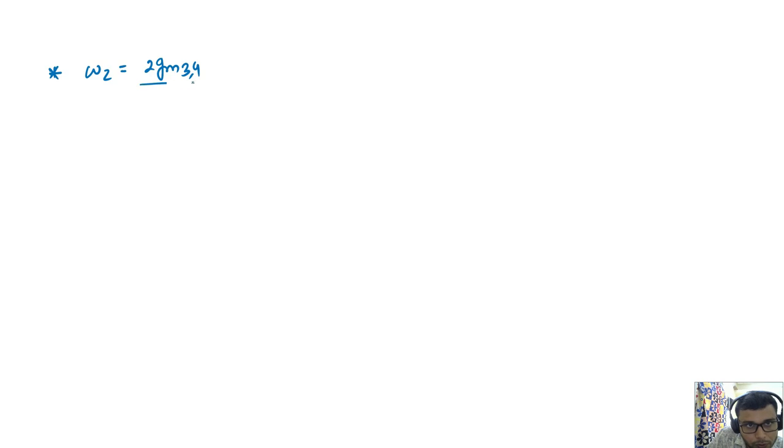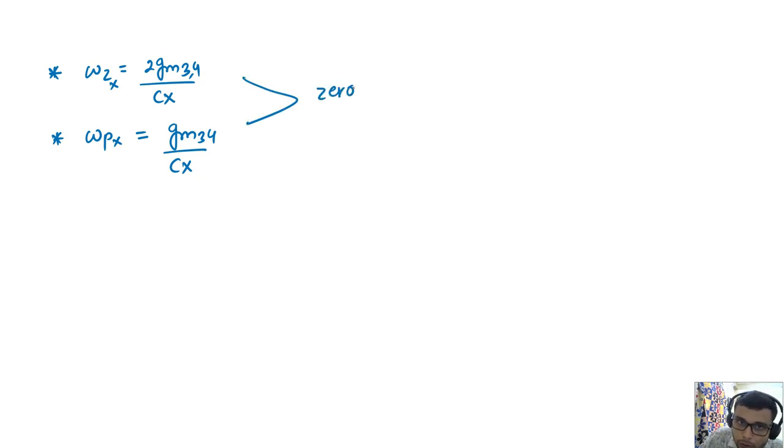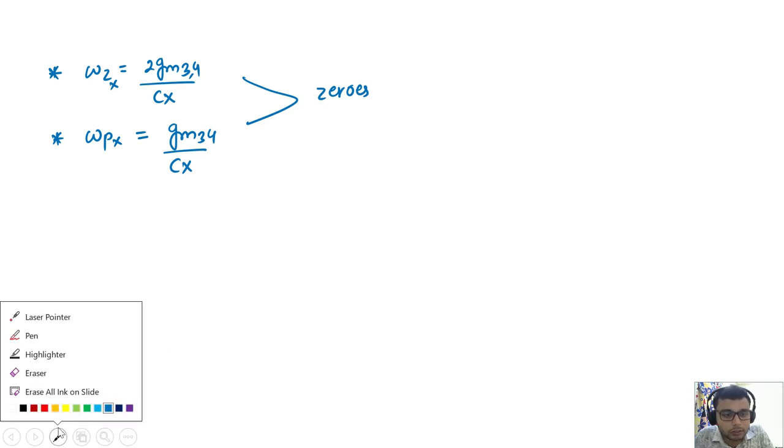2 gm3,4 divided by Cx. And what is the pole at x? The zero is at x. What is the pole at x? It is gm3,4 by Cx. So from here we can conclude the zero is at twice the frequency of the pole.